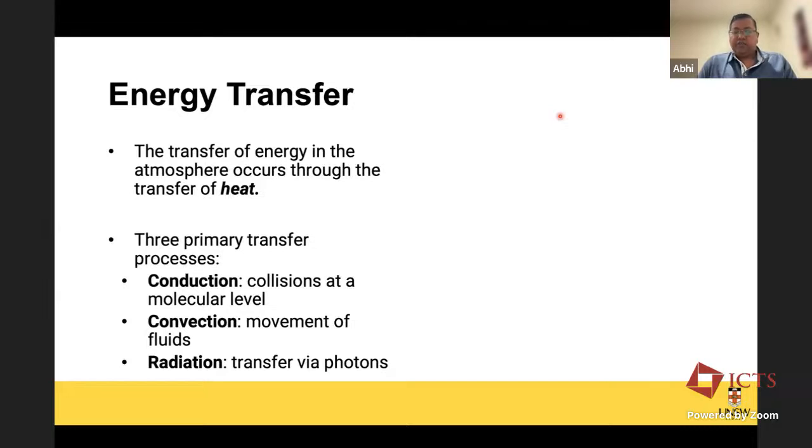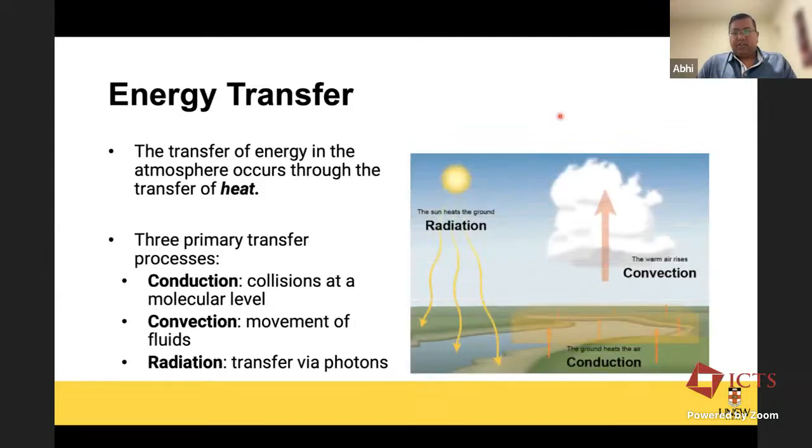Radiation is the transfer via photons. So in this image, as you can see, you have the sun, which hits the ground. At the surface, depending on the type of surface, whether it's ocean or land, you will have some sort of conduction, where the land surface will heat up and interact with the boundary layer in the atmosphere. And as air parcels rise, warm air would rise, and that would lead to convection. So in a nutshell, energy transfer occurs through these three major processes. I will mostly cover radiation, but later on, you'll also hear a lot about convection as well.